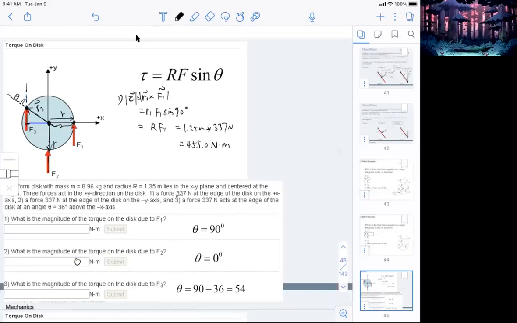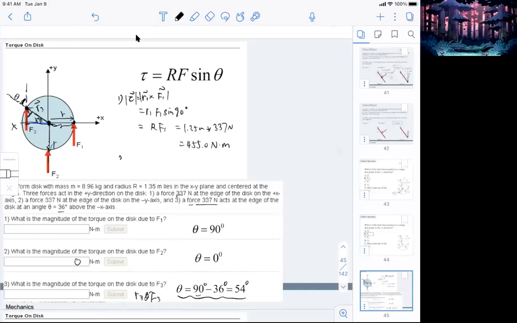It's telling us this force is acting at the edge of the disk at an angle theta, 36 degrees above the x-axis. So which is this angle, right? This is x, this is 36 above. So this is 36, but we want this angle. This angle is the same as this angle, which is 90 degrees minus 36, 54 degrees. So this is the angle between R3 and F3.